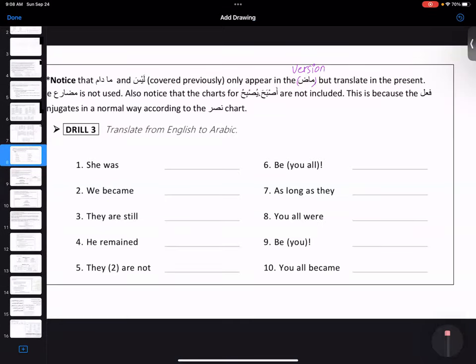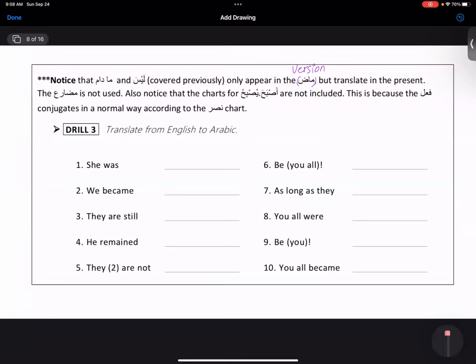Now let's do some practice. Notice that ma dama and laysa only appear in the madi version but translate in the present. Okay, so the translation would be in the present. The mudaria is not used, so they don't have mudaria. Also notice that the chart for asbaha yusbihu is not included. This is because the fi'l conjugates in a normal way according to the Nasara chart. Okay, so they didn't put asbaha yusbihu because this is regular. This is Bab Nasara basically.